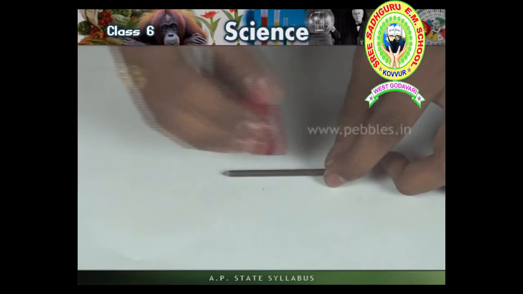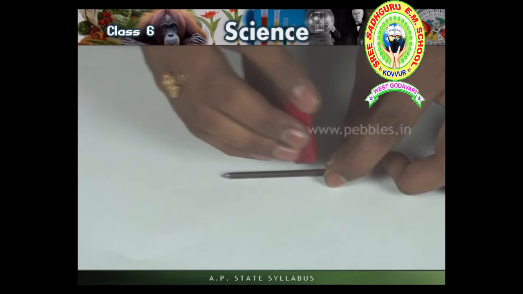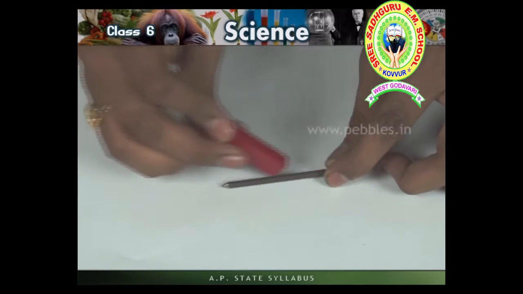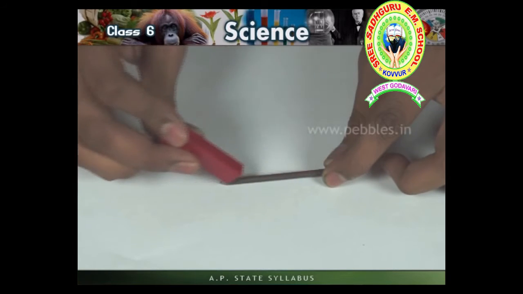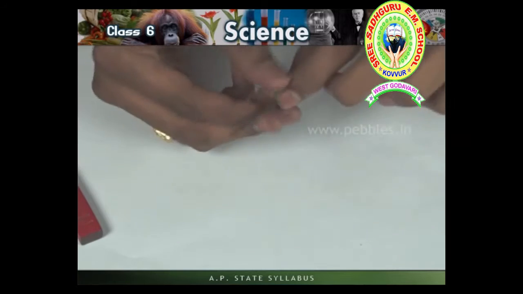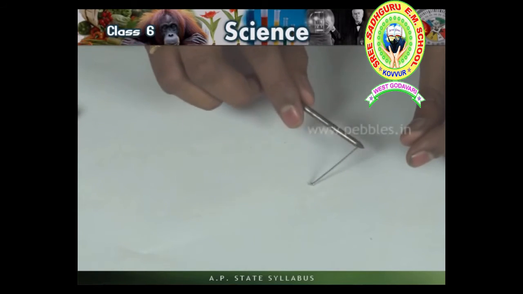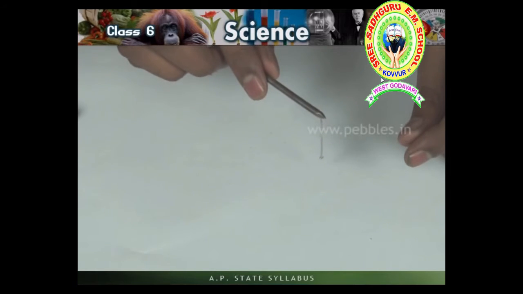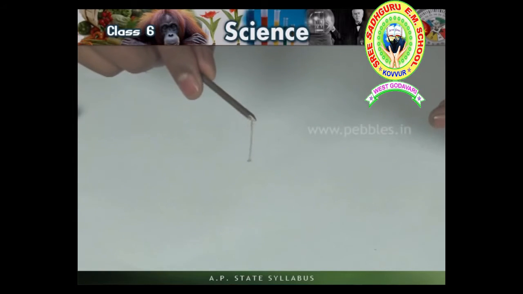Then lift the bar magnet, bring it to the first end of the nail and move along the length again as shown. Repeat this process 20 to 30 times. Always move the magnet in one direction. Don't drag the magnet back and forth. The iron filings or pins get attracted by the nail. Thus you have succeeded in making your own magnet by magnetizing the nail.